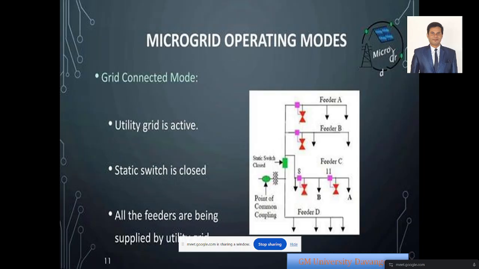So right, this is what I was discussing about how the grids will be connected, right? This is the point of common coupling, right? At the generation, we have the switch, right? We have the different types of feeders. From the feeders, which are connected to the various loads, right? The feeders are nothing but high current carrying capacities, right? Which is given to all the loads. Okay.